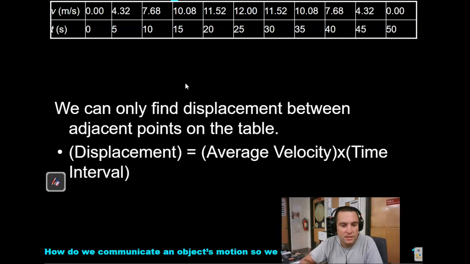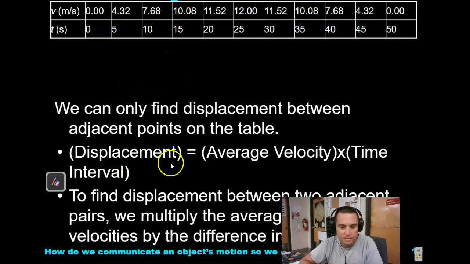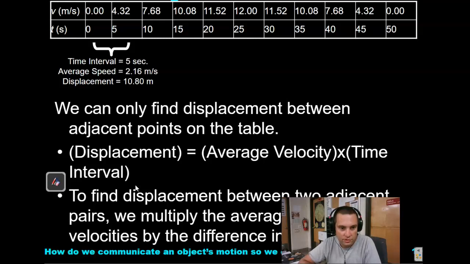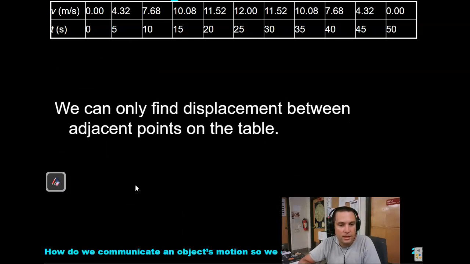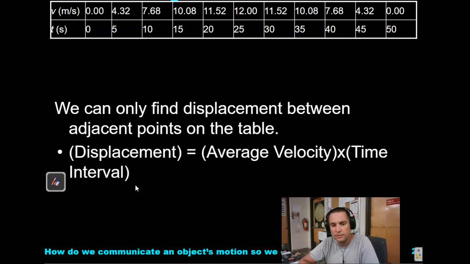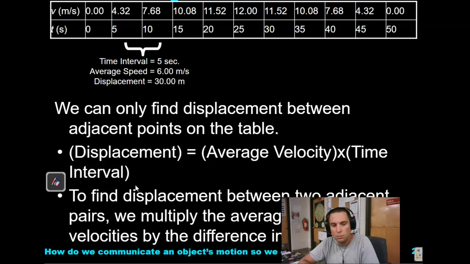We can only find displacement between adjacent points on the table. Displacement is your average velocity times time, since v equals d over t. To find displacement between two adjacent points, we're going to multiply the average of the two velocities by the difference in the two times. So there's our time interval, average speed, and the displacement. Can't help but feel like we just did that.